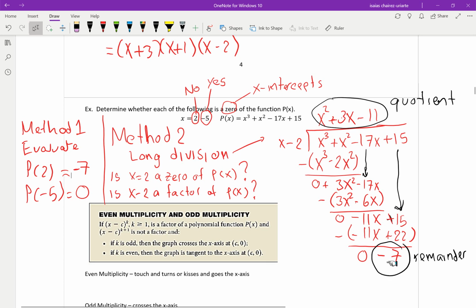That always happens. If p of 2 had been equal to 0, then my remainder would have been 0. Again, if I was just trying to determine whether or not these things are zeros of my polynomial, I would probably just evaluate. But if I had to break down my polynomial, if I had to factor it into linear factors, then this method of long division allows you to find all of the linear factors.